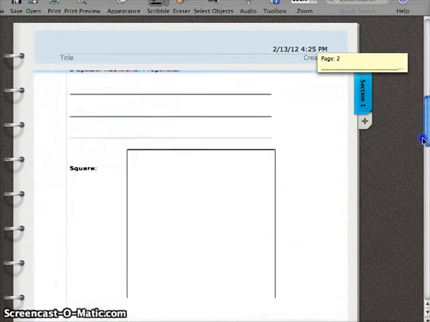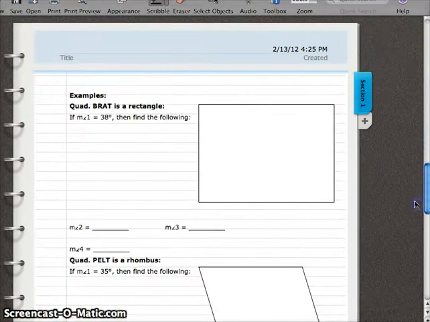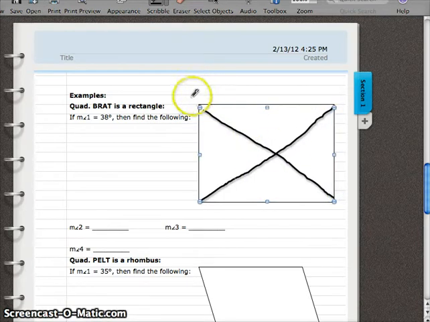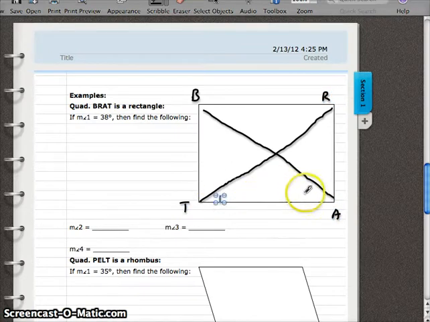Let's skip ahead here and do the example dealing with a rectangle, so we talk about the same thing all at once. So here we have a rectangle. If we draw all the little parts of this rectangle, here's a diagonal. Here's a diagonal. This is rectangle BRAT. This is going to be angle 1 right there, angle 2, and angle 3. So that's what we have to find in this rectangle.